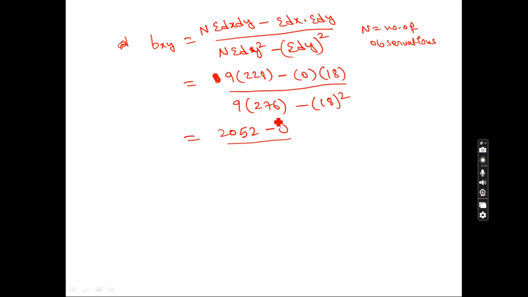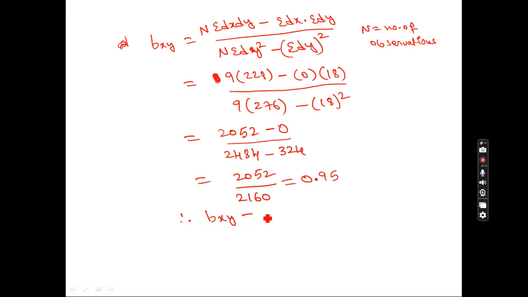Next, 9 into 276, if you do it you get 2484, okay, minus 18 square is nothing but 324. So after that you'll get here 2052 divided by, if you subtract this value, you'll get 2160. Okay, if you divide, you'll get this value 0.95. So this is the answer. Therefore you write here bxy, the regression coefficient of X and Y, is 0.95. This is your answer.